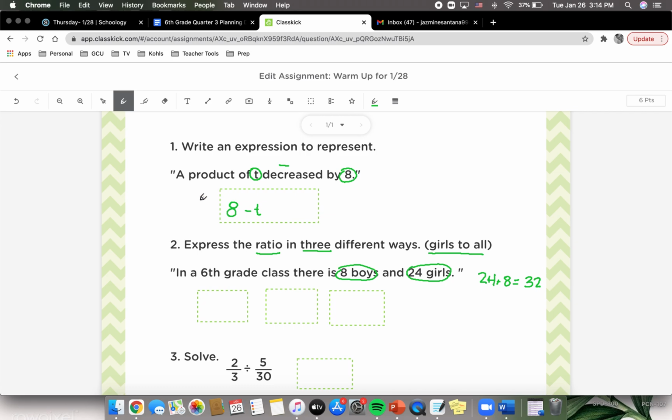So one way that we can write this is 24 over 32, or you could write it 24 to 32, or lastly 24 colon 32.